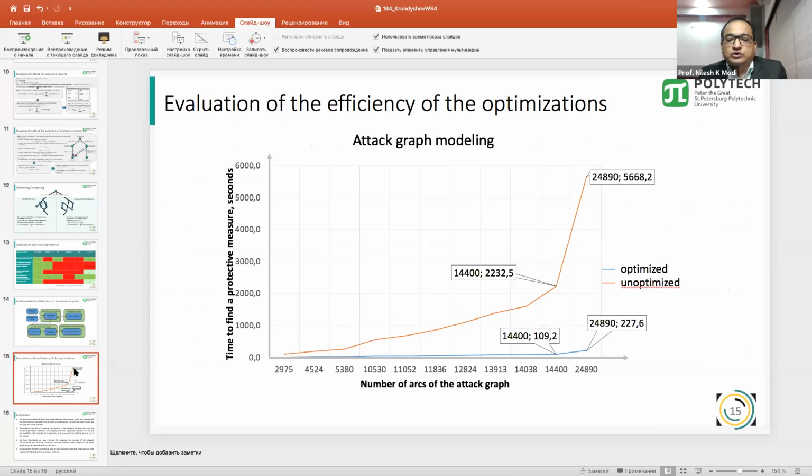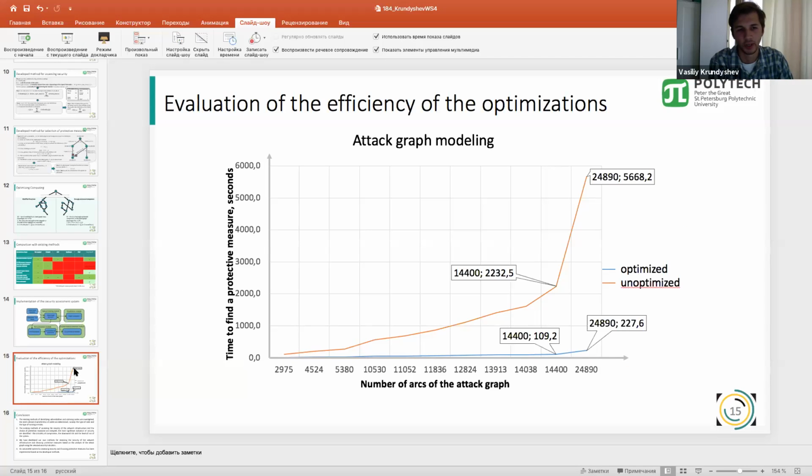Yeah. So here you are evaluating the efficiency of optimization. So how exactly you are targeting security of the smart infrastructure while you are optimizing various graphs? Can you please elaborate this?